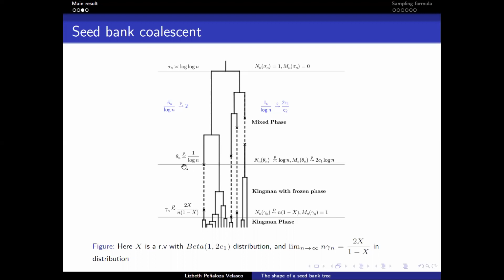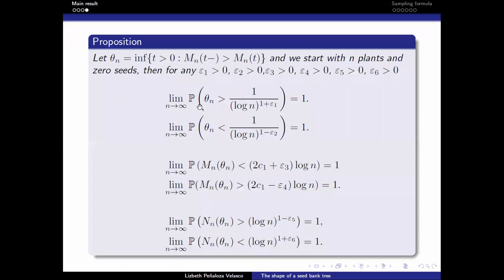Then the next time that we call theta n is the first time that a seed becomes a plant. And we found that theta n is of order 1 over log n, and the number of plants and the number of seeds at this time is of order log n. More specifically, these symbols mean that the probability that theta n is bigger than 1 over log n to the power 1 plus epsilon 1, and less than 1 over log n to the power 1 minus epsilon 2, converges to 1.